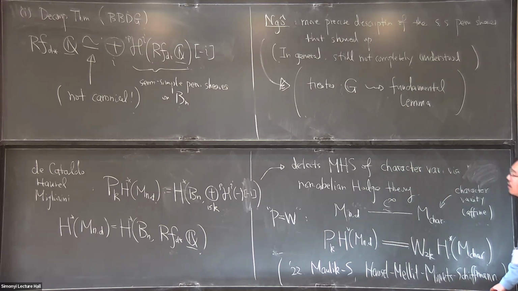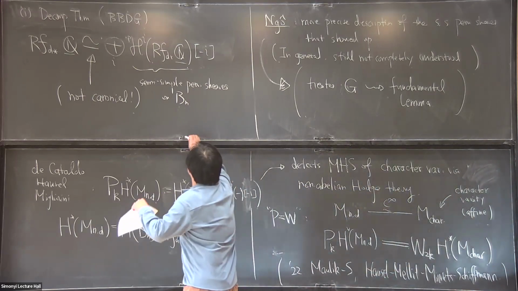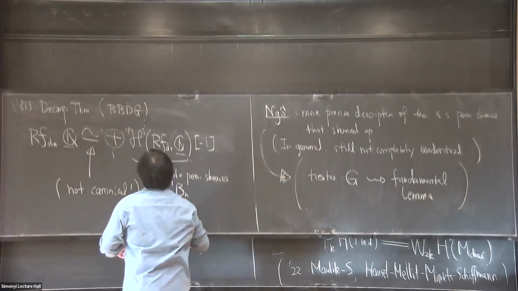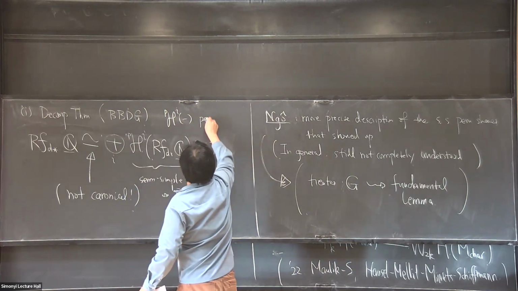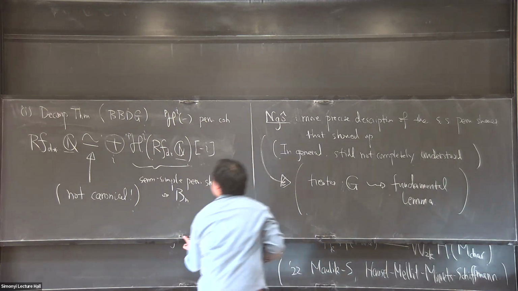What's P there? Oh, you mean the letter? Yeah. The P stands for perverse. This is perverse cohomology. Thank you.